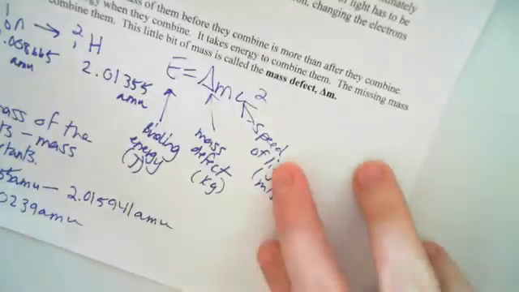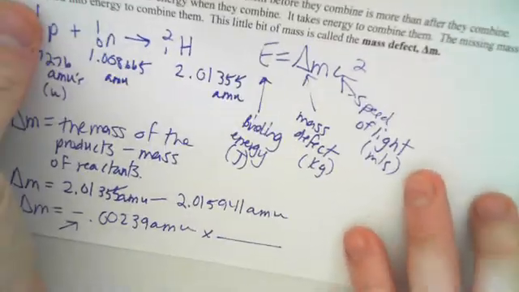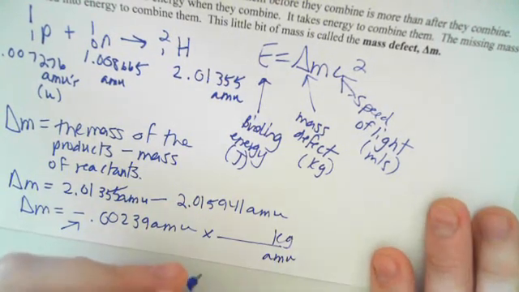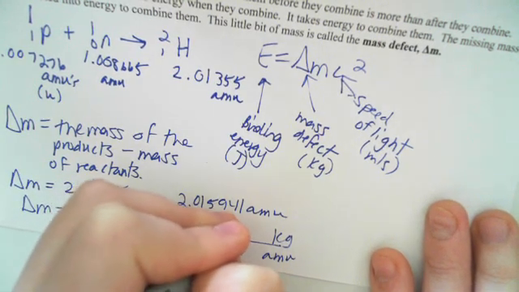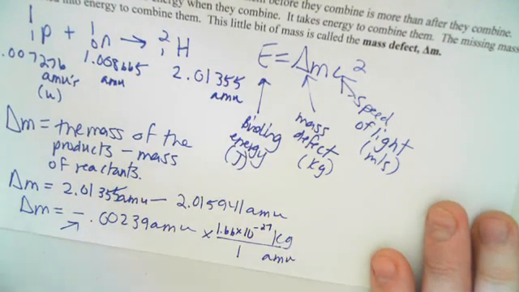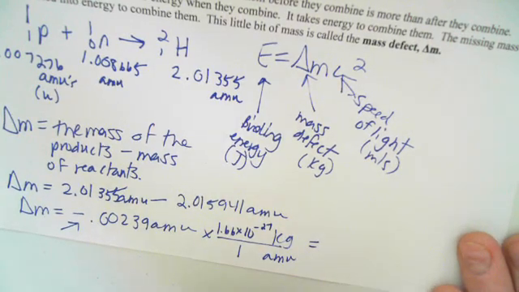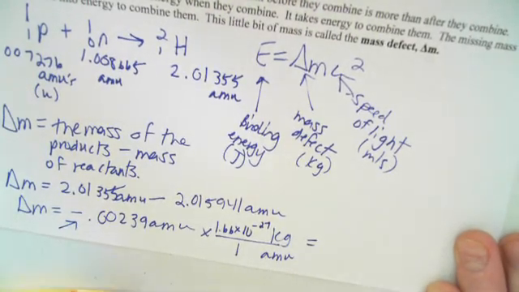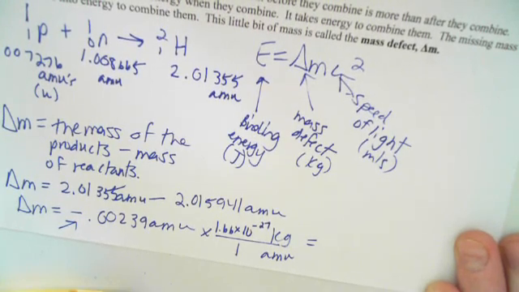Okay? Let's convert that to kilograms. Your conversion factor, guys, for AMUs or U's to kilograms is on your constant sheet. Okay? And basically, for every 1 AMU is 1.66 times 10 to the minus 27th kilograms. And you get, let's see, oh, I haven't done this yet. I probably should have done that. It's going to be 0.00239 times 1.66 times 10 to the minus 27th.